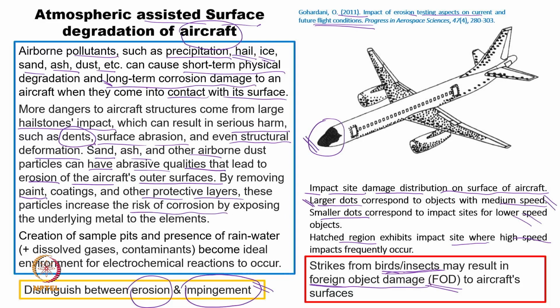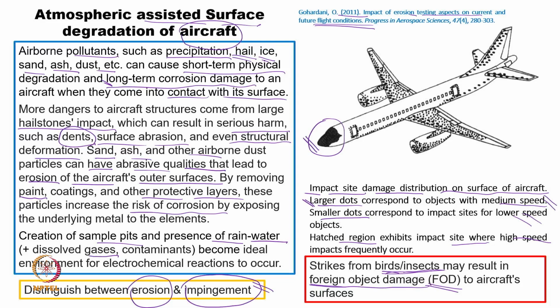Atmospheric corrosion will be dominating and will overall reduce the life in this case. Then there is the creation of the sample pit, particularly where an indent or impingement happens, and the presence of rainwater. If there is rainwater, then naturally whatever gas is there will also get dissolved in the water.